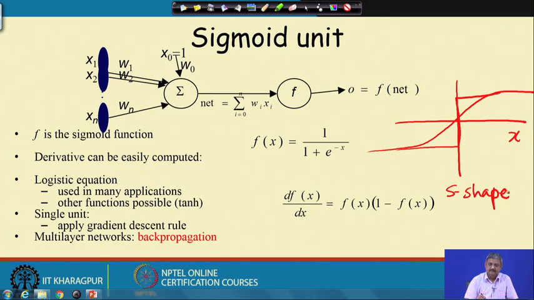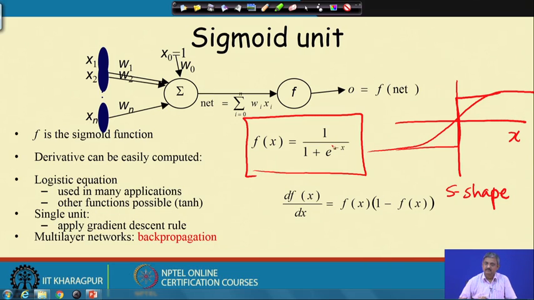One of the popular functions used is this form. So, the name sigmoid is for a general class of S shaped functions. This is one particular form. The other form, for example, f x equal to tan hyperbolic x, is also of this form.